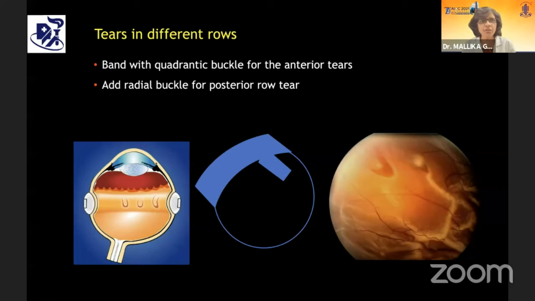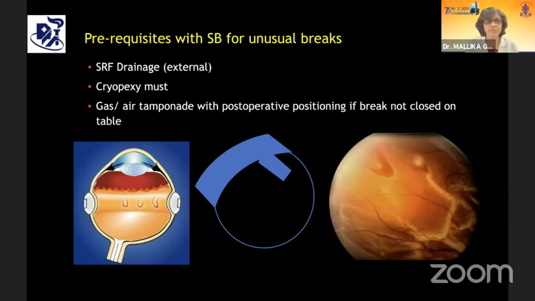When there are tears in different rows, then we can support with additional radial buckles in addition to a circumferential buckle. But what is a prerequisite for all these kinds of situations is that we have to do an SRF drainage to be even able to understand whether the buckle is placed properly.